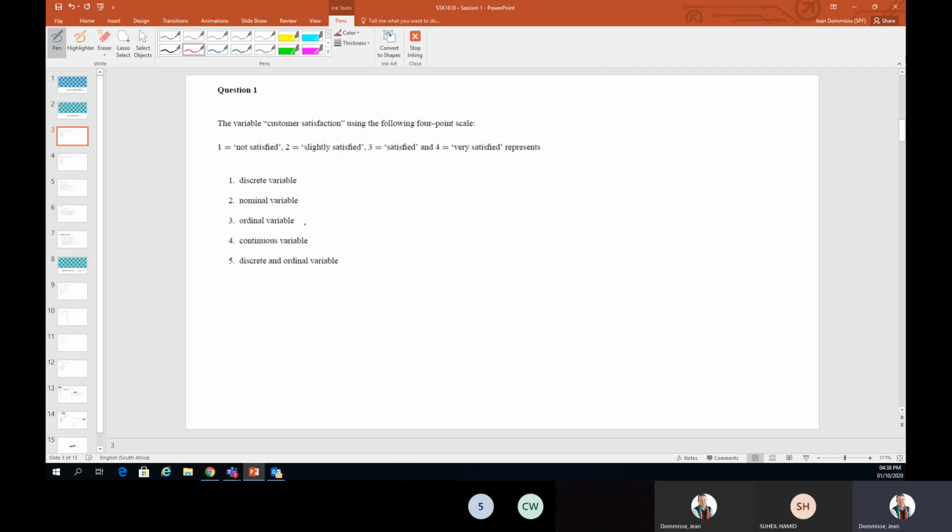So I took a few of the ones that I think nearly cover a lot of the first principles that we need to know about the different variables and how they are classified. So the first one, and I think this is also important, is when we read the question. The variable customer satisfaction uses the following 4-point scale, from not satisfied to very satisfied.